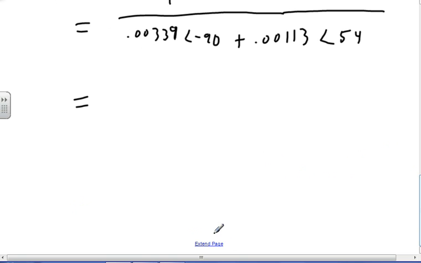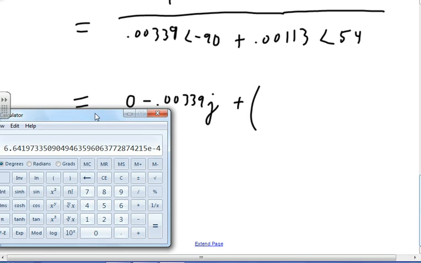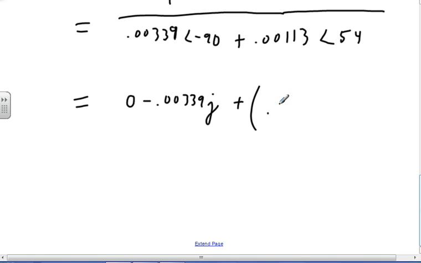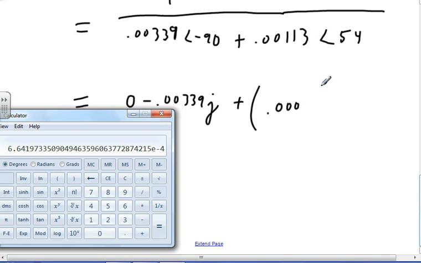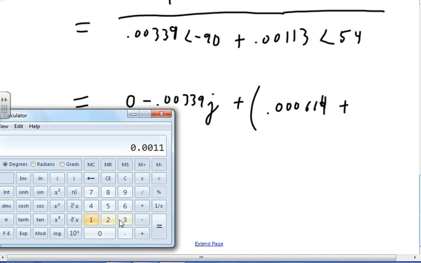Okay, then we're going to say this is 0 plus 0.00339, that's a minus sign, minus j, and now we're going to get the sine and cosine of this guy, plus 0.00113 times 54 cosine equals 0.000664, plus, and then 0.00113 times 54 sine.